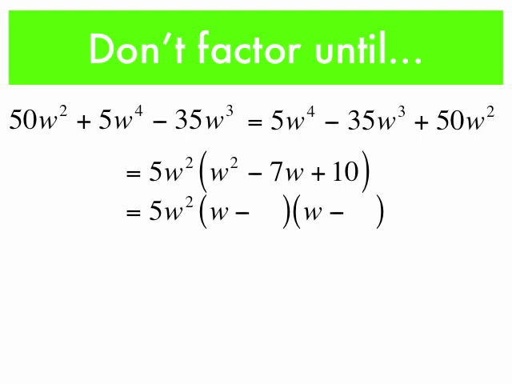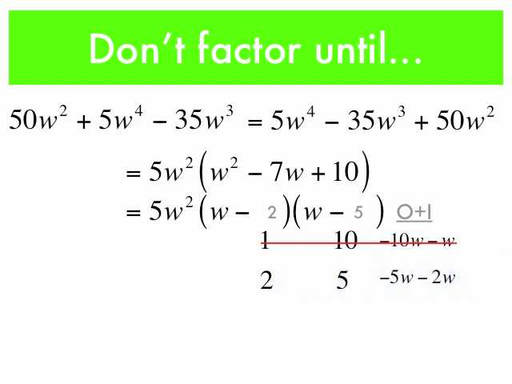My choices are any numbers that multiply to give me 10. So 1 and 10 or 2 and 5. If I put in 1 and 10, outside is negative 10w, inside is negative 1w, that gives me negative 11w, and that's not what I want. If I put in 2 and 5, outside gives me negative 5w, inside gives me negative 2w, that's negative 7w. That's exactly what I want. So my answer is 5w squared times w minus 2 times w minus 5.